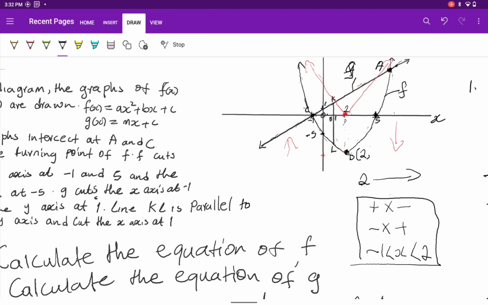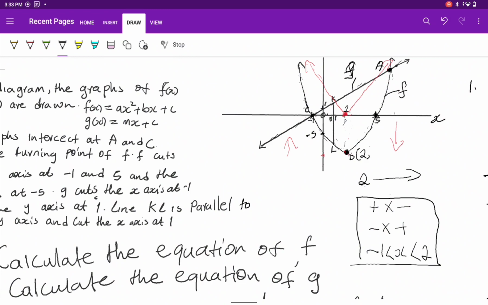But then we should be careful. We should not shift it up to 9. If it's more than 9, then there will be no roots at all. So we have to shift it with more than 5 units, but not with more than 9 units.